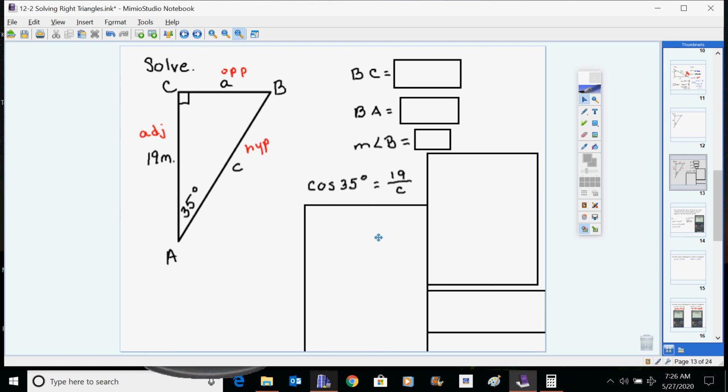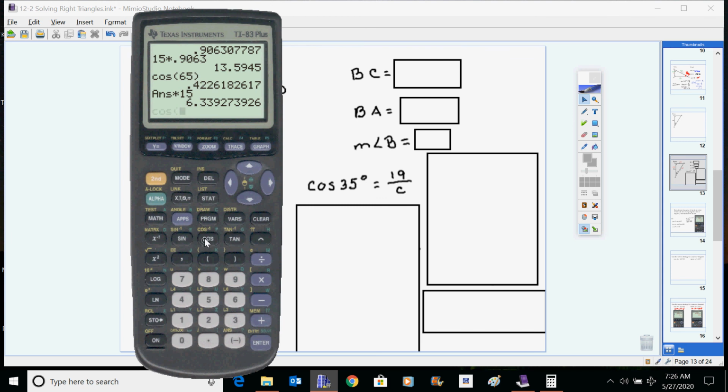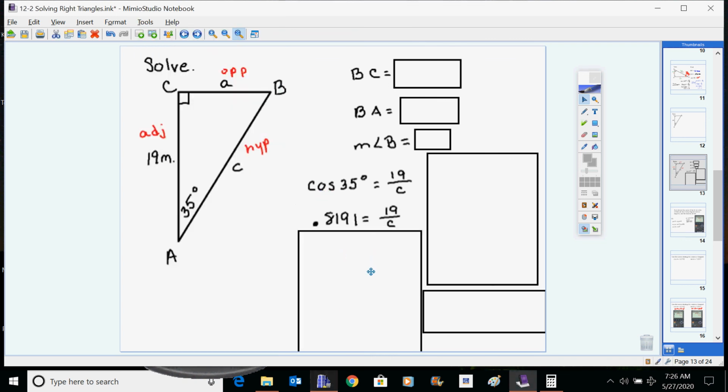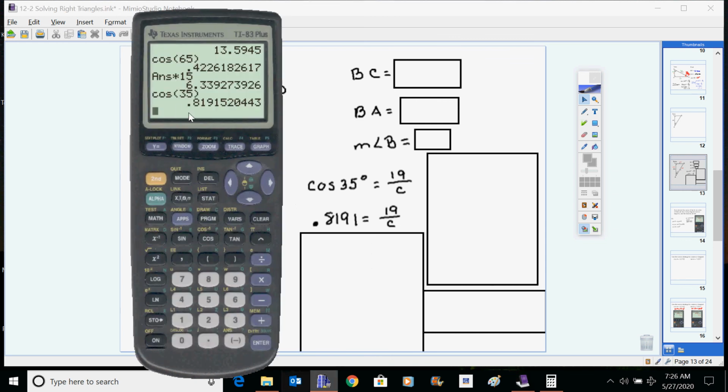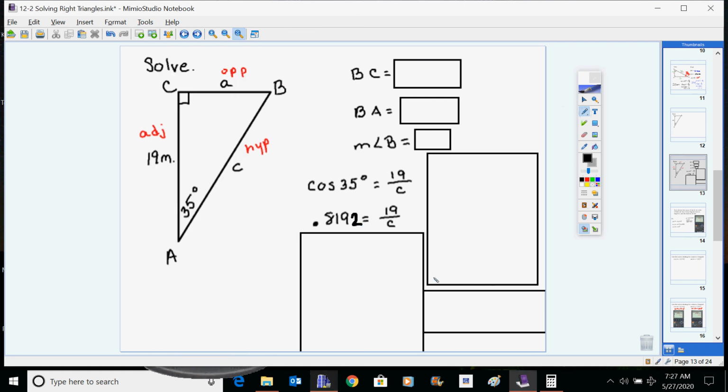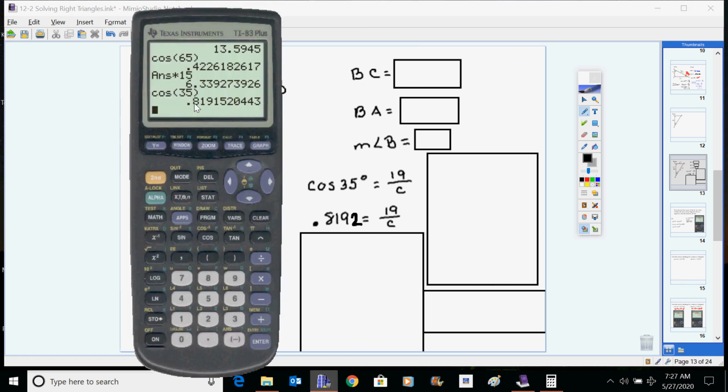All right, now I need to solve for C. And that's an interesting thing to do. Let's get this turned into a decimal first. Cosine of 35 is 0.8191. This actually should be 0.8192, shouldn't it? Change that to a 2, because we use our rules of rounding, right? 0.8192, 5 and up rounds up.